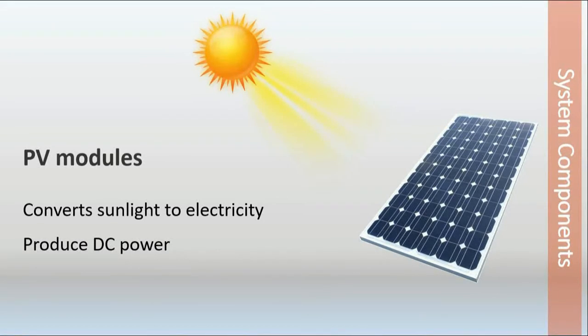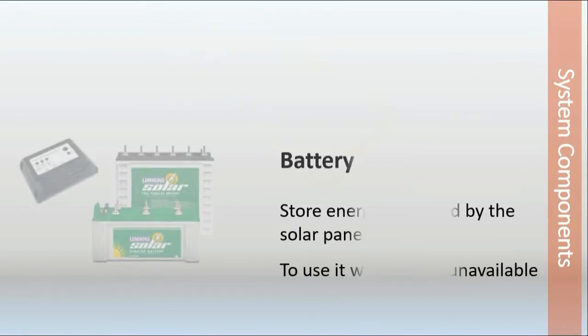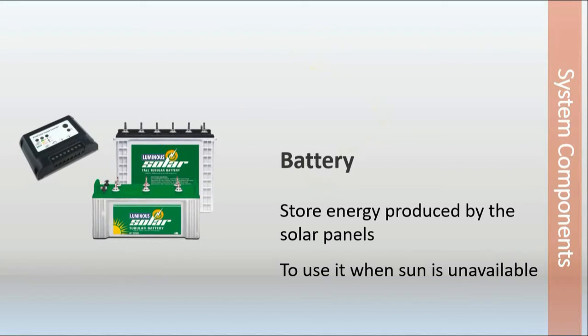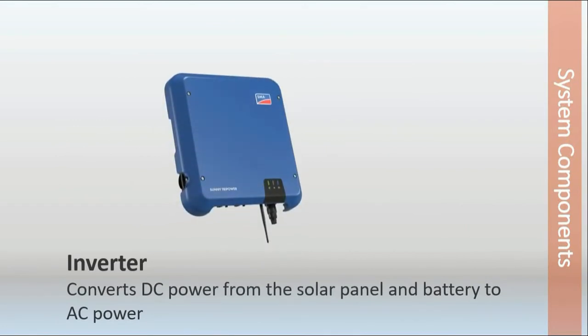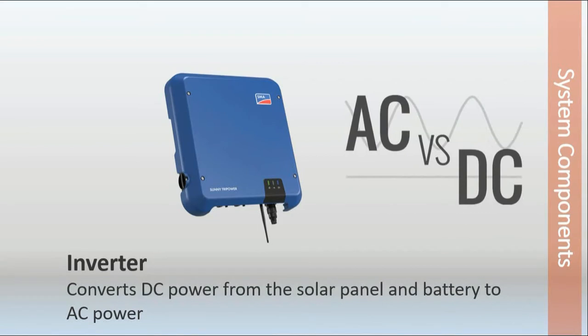The produced energy could be used directly or stored in batteries, which are the second system component, where we store the surplus energy and use it whenever it is needed. Another component is the inverter, which we use to convert the produced DC power into AC power so that we can utilize it in most of our home appliances.